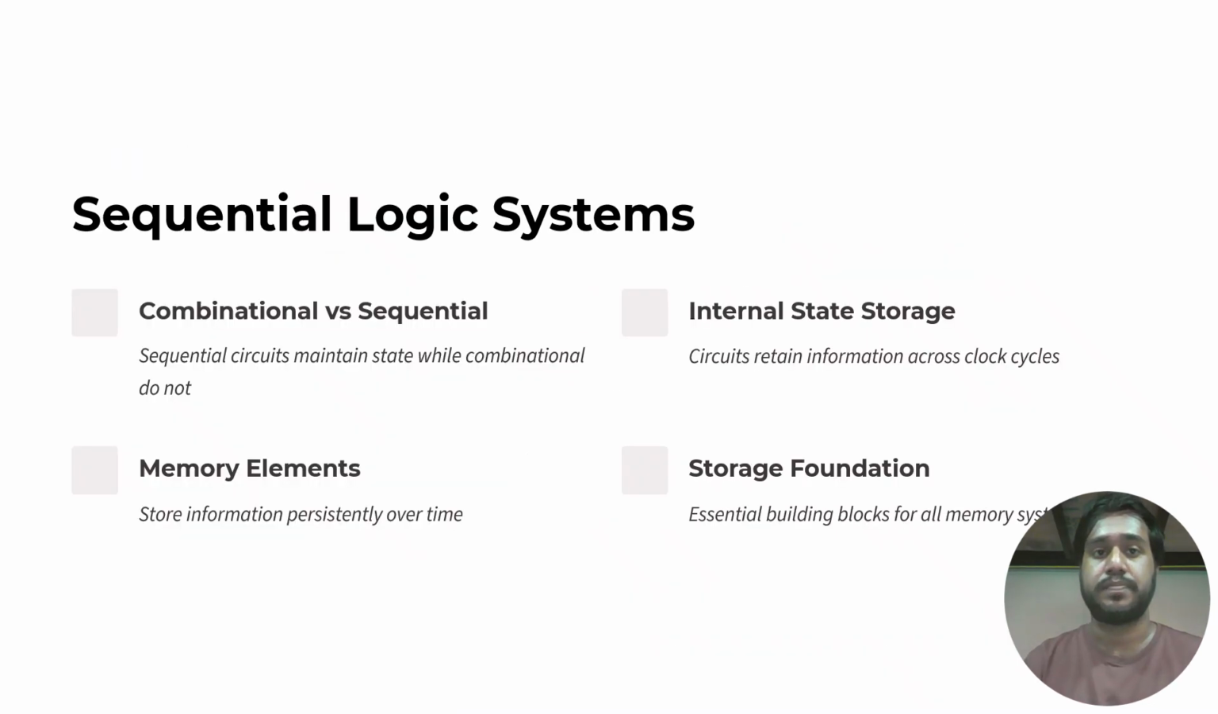Earlier, circuits were combinational, meaning the output depends only on the current input. Sequential circuits also depend on the previous state. They contain memory elements that store information over time. Sequential circuit logic is essential for registers, counters, and RAM.